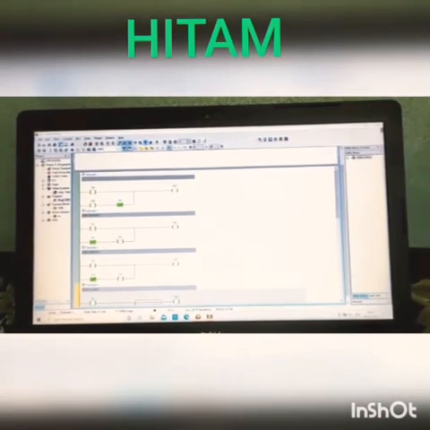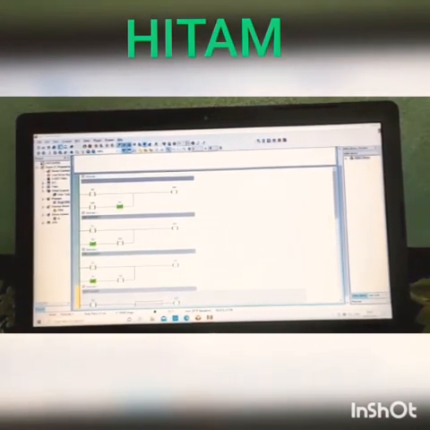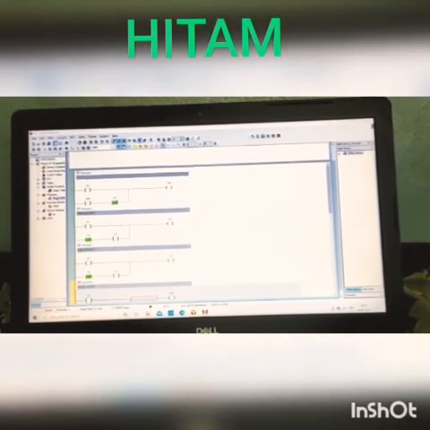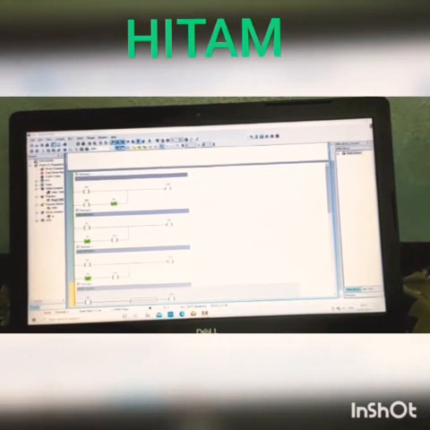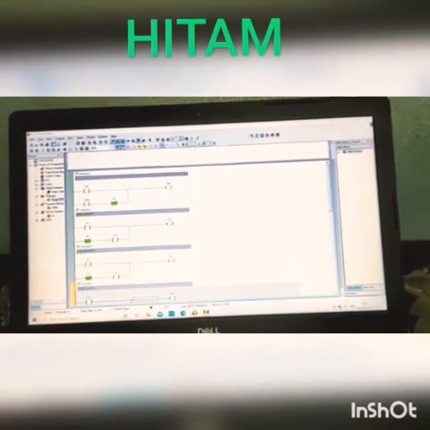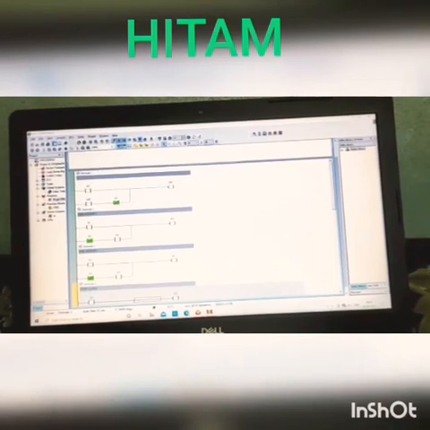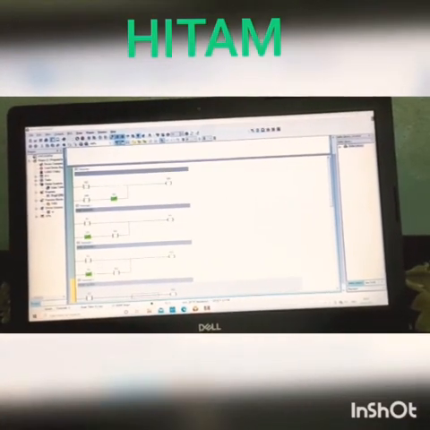First, let me give some clarity on some points, like which software we are using, what the notation of input and output pins is, what the components are which we are using in our kit, and how we have to identify those components in our ladder diagram.